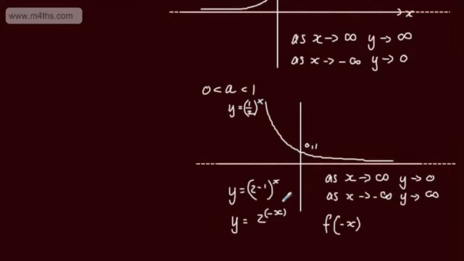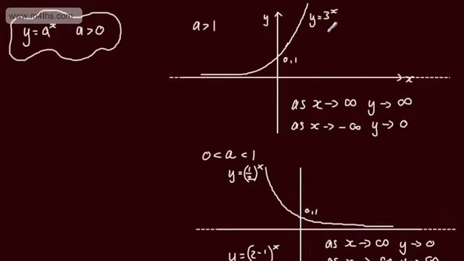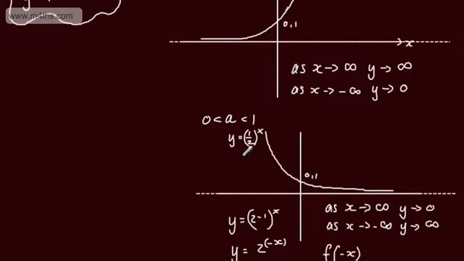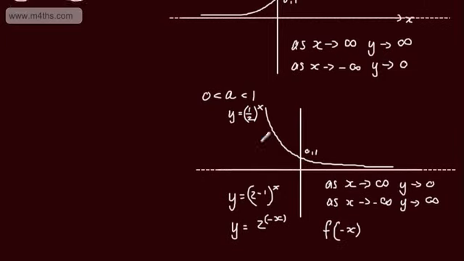So we have now a reflection in the y-axis. For example, if I drew y is equal to 1/3 to the x, then what we'd have just here is the mirror image, reflected, and that would now model decay. If you think about it clearly, as the value of x gets very large and negative, this is going to end up getting very big.